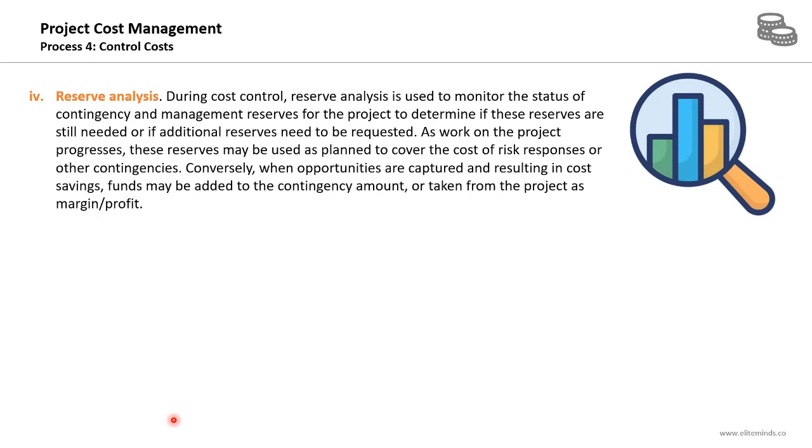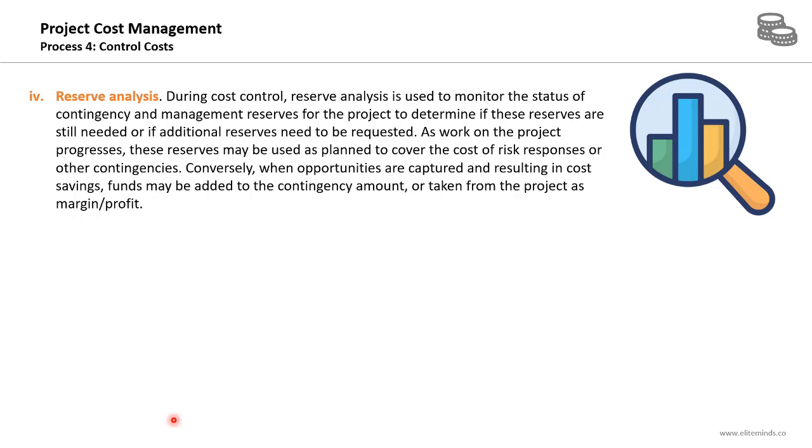Another technique that can be used in this process is the reserve analysis. During cost control, reserve analysis is used to monitor the status of contingency and management reserves for the project to determine if these reserves are still needed or if additional reserves need to be requested. So while you are executing your project and monitoring the project cost, you need to keep an eye on the reserves associated with the project to check if the remaining reserves are adequate for the risks remaining on the project. As work on the project progresses, these reserves may be used as planned to cover the cost of risk responses or other contingencies.